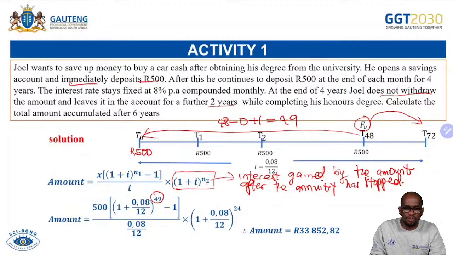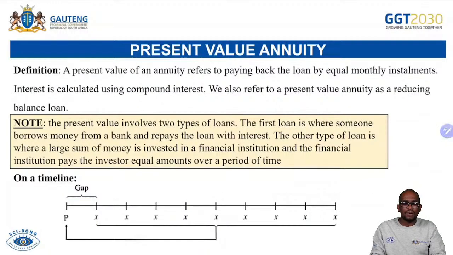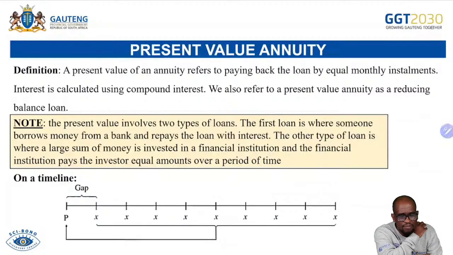All right, we are moving on, good people. We get to the present value annuity. We've done future value and we did a lot of variations on the future value. Same with the present value. There are some variations that we need to talk about. So what is a present value annuity?